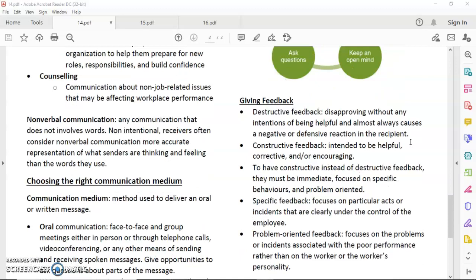Also, for giving feedback, there are different types of feedback. There's destructive feedback and constructive feedback. Basically, constructive feedback is the best to use in a company because it's intended to be helpful, corrective, and/or encouraging, whereas destructive feedback is about disapproving without any intention of being helpful and almost always causes a negative or defensive reaction from the recipient.